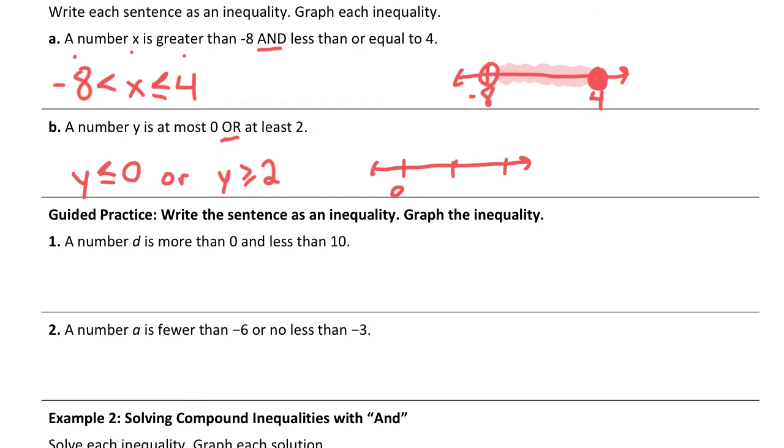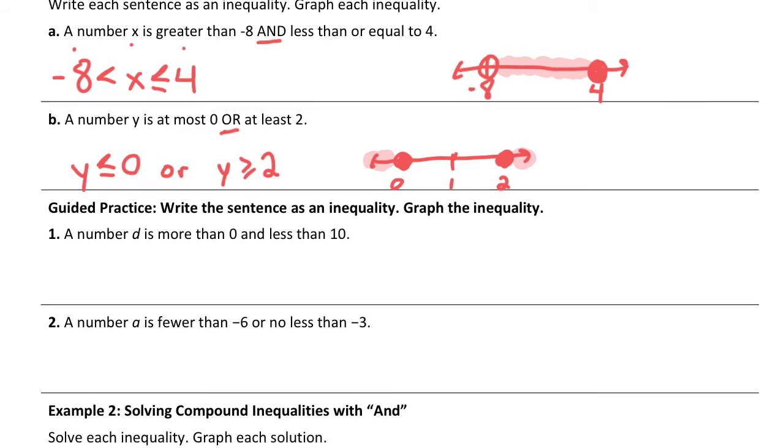So in this inequality, 0 with a closed circle, 2 with a closed circle, and in this case, I shade to the left of 0 and to the right of 2. So to the left of 0 and to the right of 2. Just follow what the inequalities say. You do them separately.